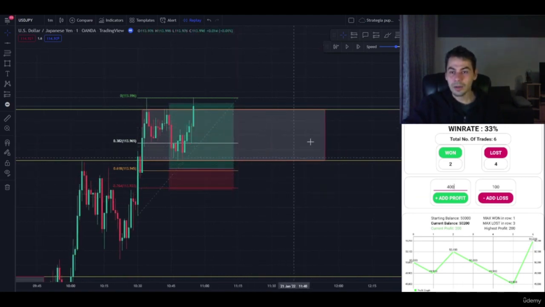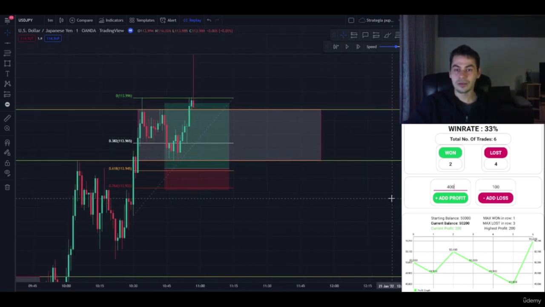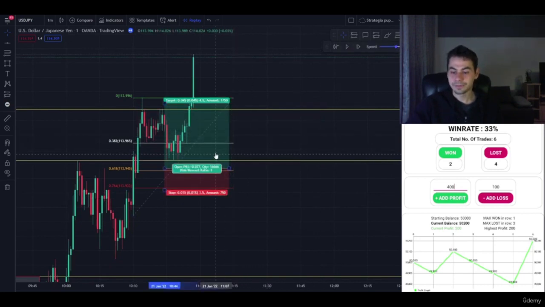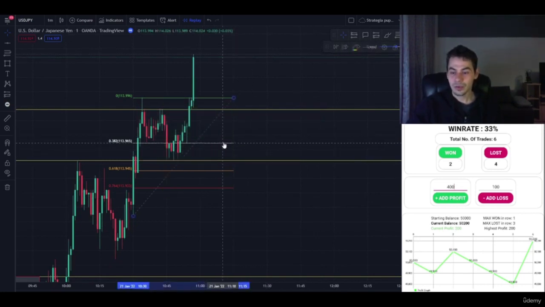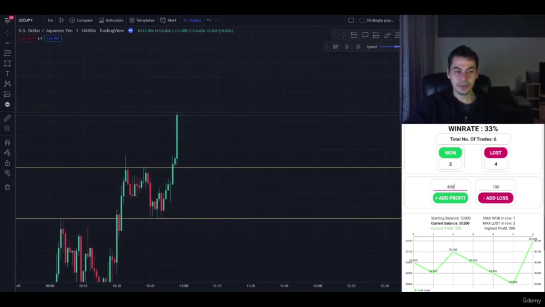Okay, so nothing much right now. Price didn't trigger us in. We can take this box out. We can also take the fib out. This trade is invalidated right now, and we can see another push to the upside.